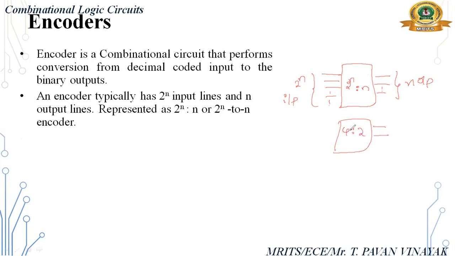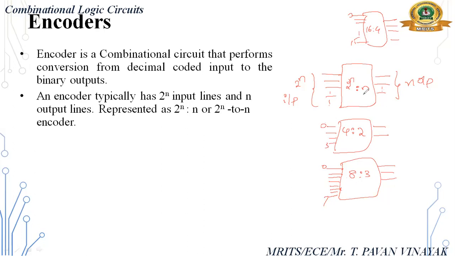We have 2 outputs and 4 inputs. If n is equal to 3, it is an 8 is to 3 encoder. We have 3 outputs and 8 inputs. If n is equal to 4, we have 16 inputs and 4 outputs, numbered 0 to 15. This is the encoder circuit.